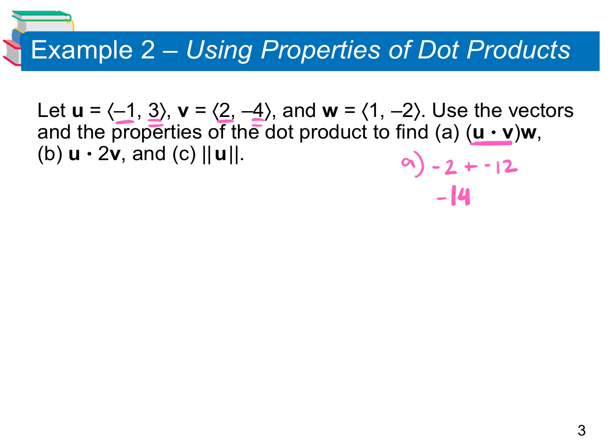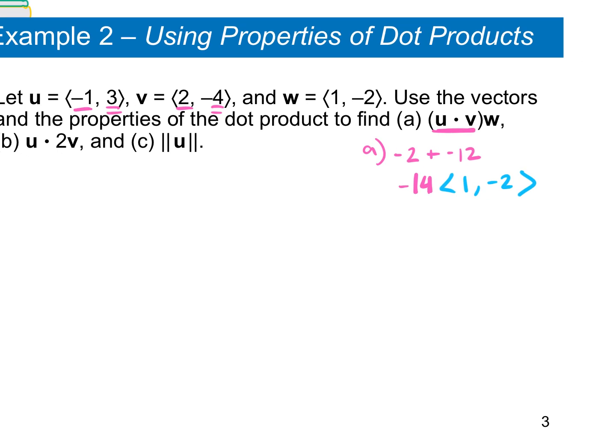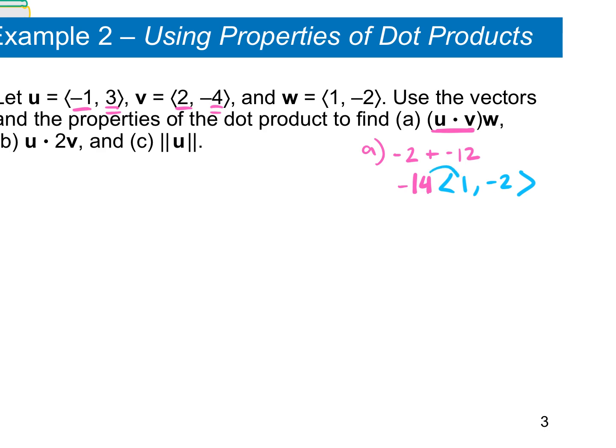We're multiplying that to vector w, which is 1 comma negative 2. How do we multiply a scalar to our vector? Distribute. So here we get negative 14 comma, what's negative 14 times negative 2? 28. Awesome. So we found the dot product first. The dot product gave us a number, and then we distributed that to vector w.